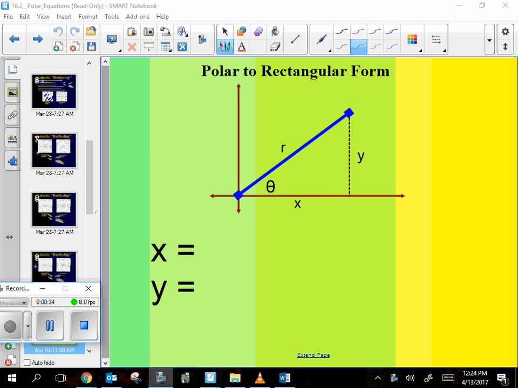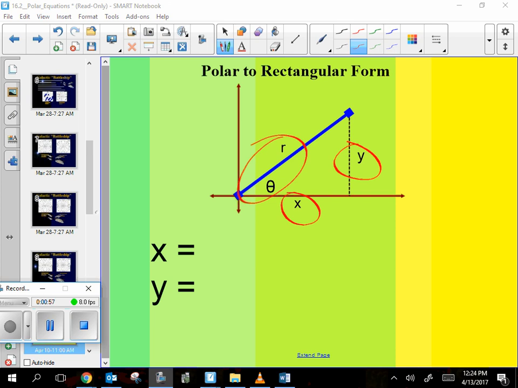Anyway, you're going to be mixing rectangular and polar today, taking things that are in polar and making them rectangular, and taking things that are in rectangular and making them polar. So you're going to have to be able to go back and forth. Can you tell which one's which? Which of these is representing the polar side? The r and the theta.